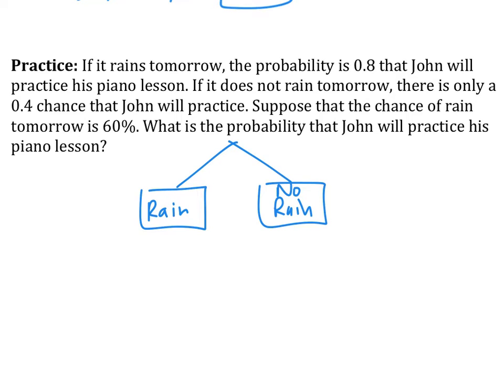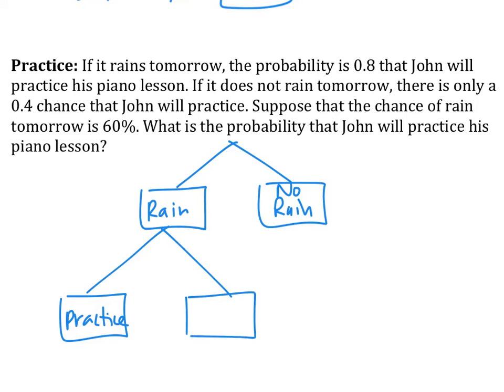Once that happens, the weather decides whether it rains or not, then John will decide whether he practiced or not. Okay, so then practice, no practice. Same thing here, practice, no practice.